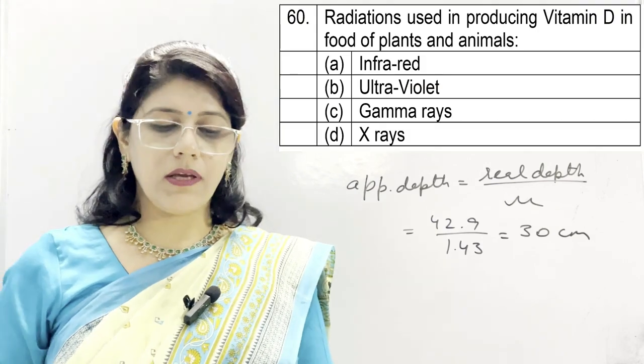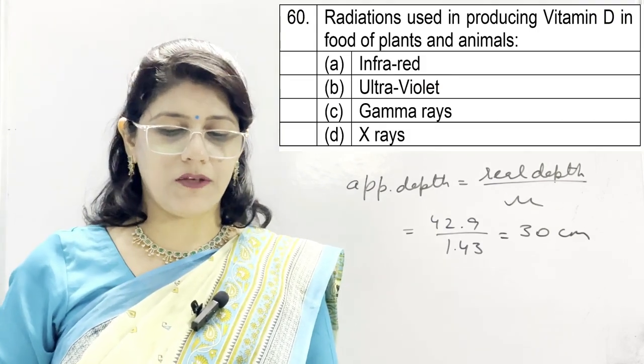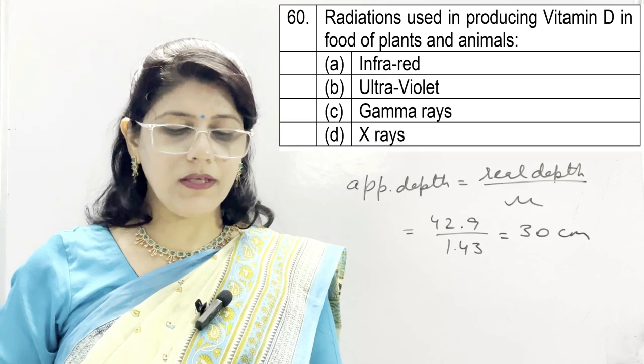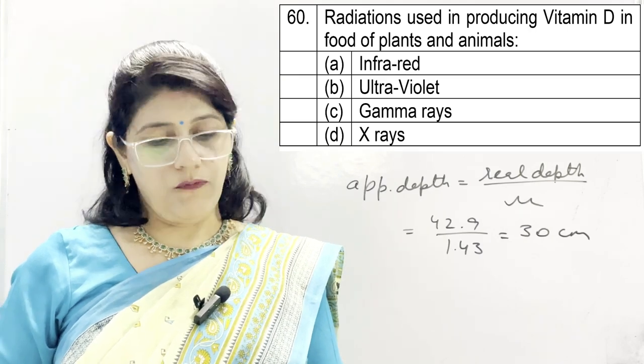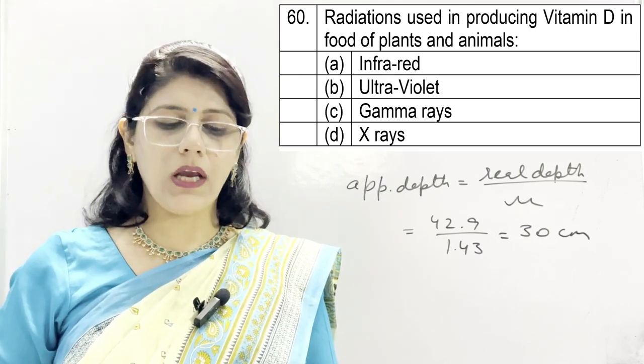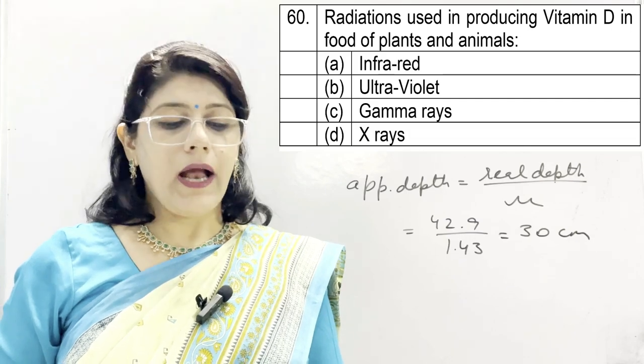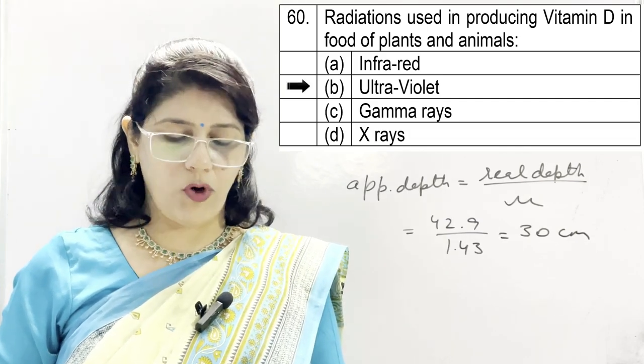In question number 60, radiations used in producing vitamin D in food of plants and animals. A option infrared, B ultraviolet, C gamma rays and D X-rays, and the correct option is B ultraviolet.